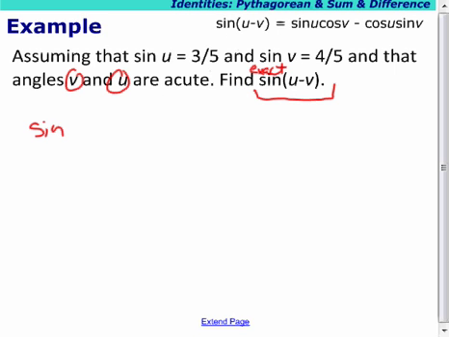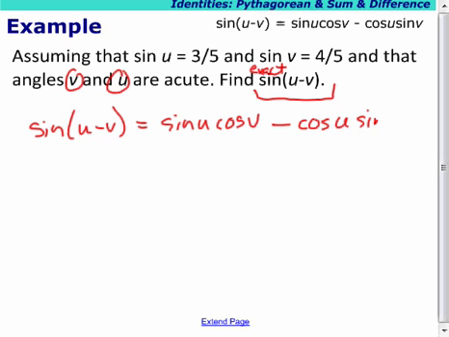First off, I would write down my identity. Sine of u minus v is equal to sine u cos v minus cos u sine v. Got it. Now, right from the question, it says that the sine of u is 3 over 5. So sine of u, well, this one here is just 3 over 5. Not the sine of 3 over 5, just 3 over 5.